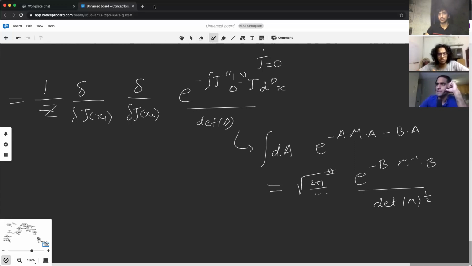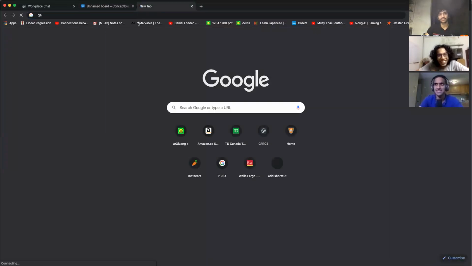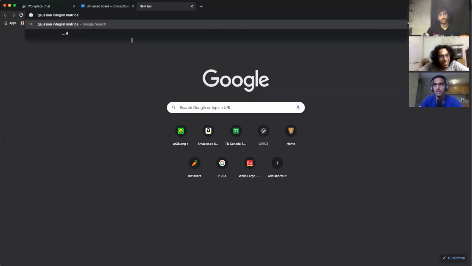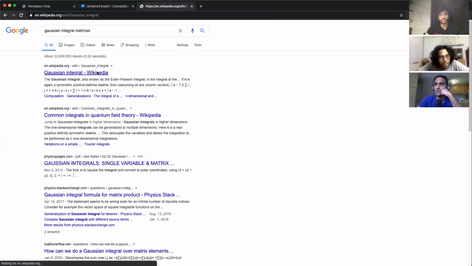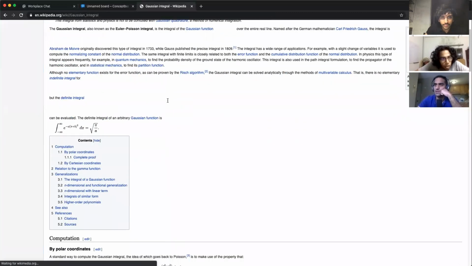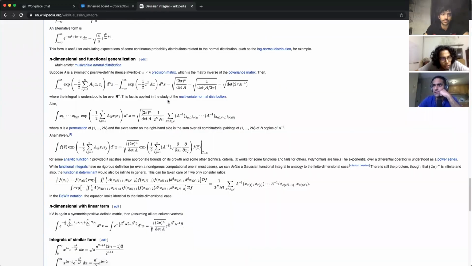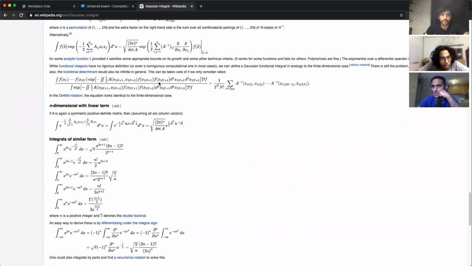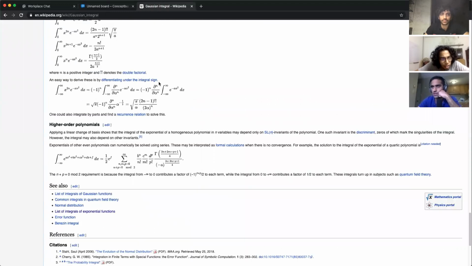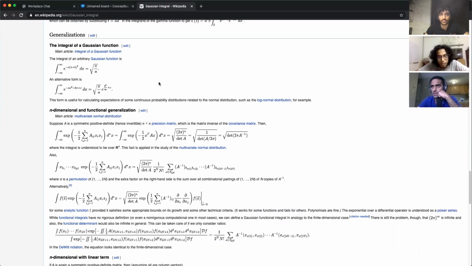Not yet. Let's actually look this up on Wikipedia. So this is all simple. They're not looking at the use case that we care about, though. I suspect there wouldn't be. No, there would be the determinant.